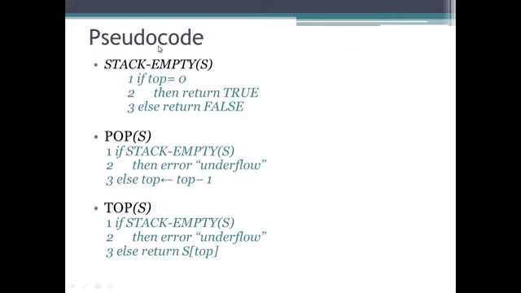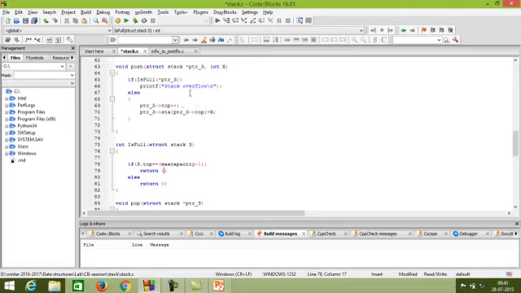Here is the pseudocode for pop. In pop we check whether the stack is empty using the stack empty method. If it is empty, we say it is an error because of stack underflow. Otherwise we just decrement the top value. And how does empty go? If the top is equal to 0, it is empty, otherwise not empty. Let's go back to the implementation window.